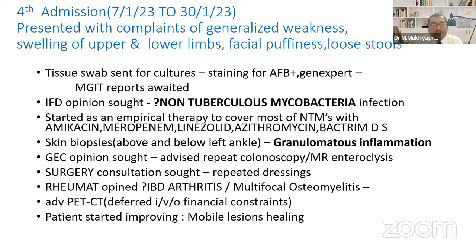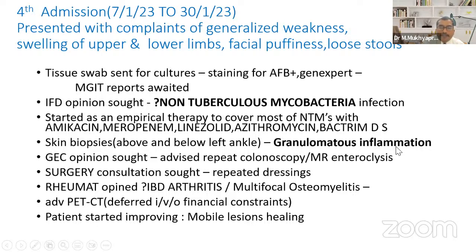Again, he went back, and within 1 week, he had to come back with generalized weakness, diffuse generalized anasarca, facial puffiness. By the time we had sent some tissue swab, that culture staining for AFB came positive. MGH reports were awaited, and the ID opinion this time said that it is a diagnosis of non-tuberculous mycobacteria, which is a rapid grower. We started the patient on amikacin, meropenem, linezolid, azithromycin as per protocol.